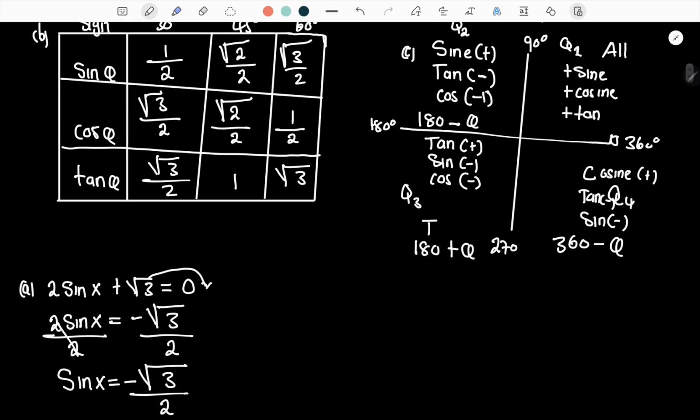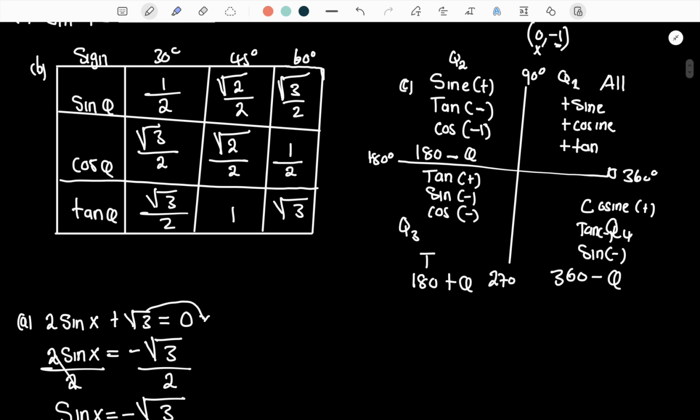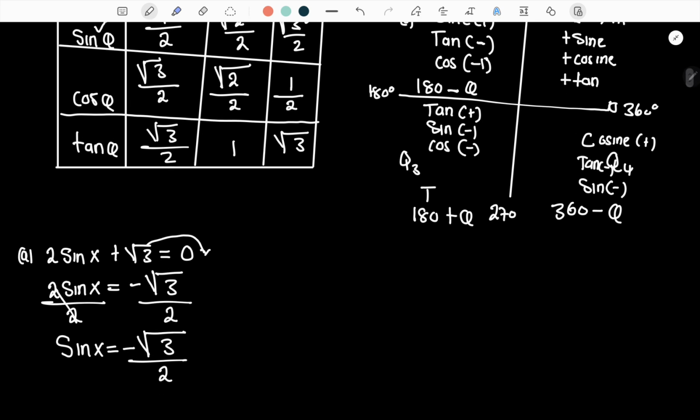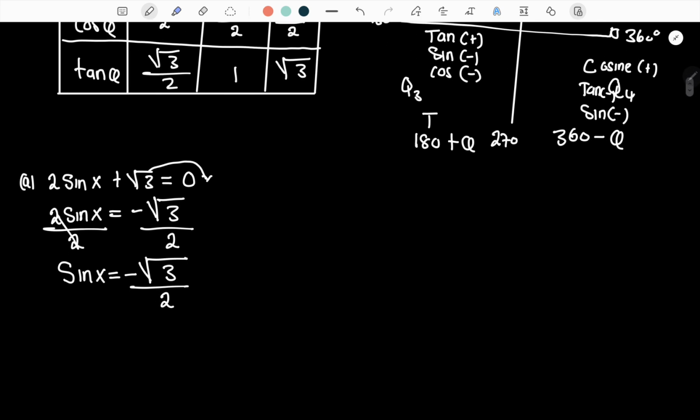Now, let's go to the box I gave you. You need to ask yourself, where exactly is sine root of 3 over 2? So, you check in the first box. This is where our sine is. Sine is square root of 3 over 2 in this particular box where you have 60 degrees. So, sine x is going to equal 60 degrees as your first value.